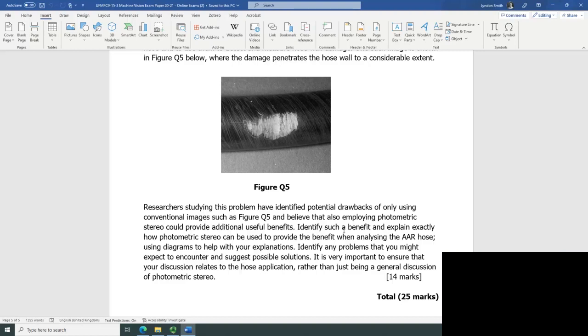There's loads you could do on problems and solutions. There's always some good marks to be got from problems and solutions. Background light, there's a problem. Background light's always a problem. How might you overcome background light? Yeah, put it in a box. Put it in a box.